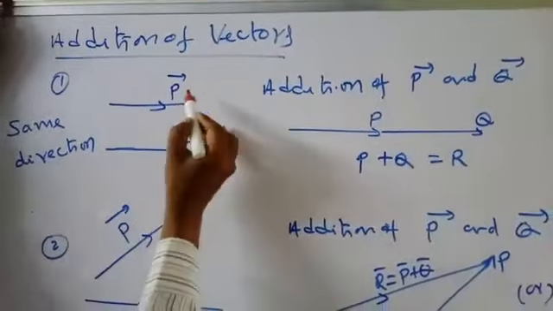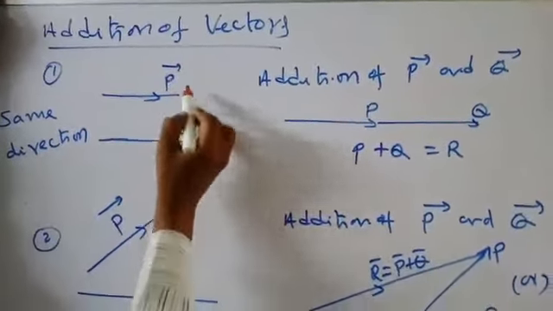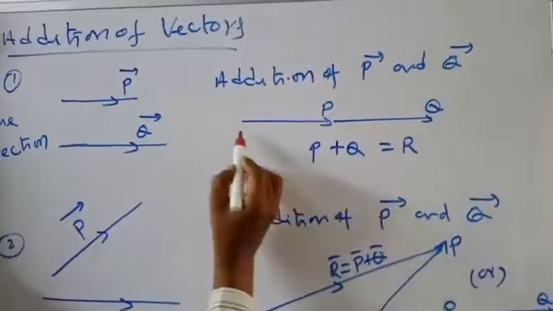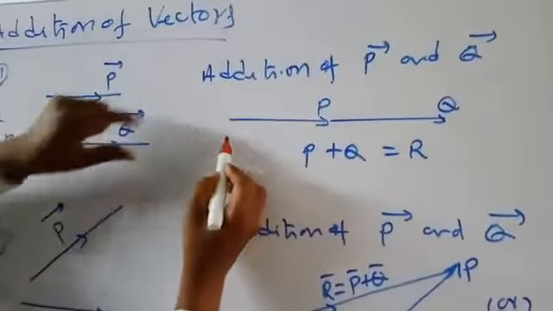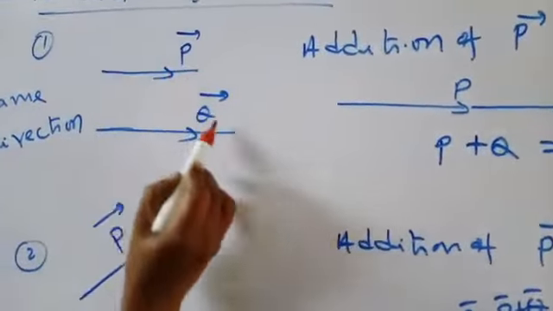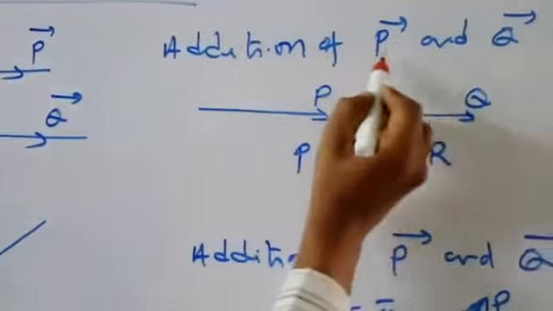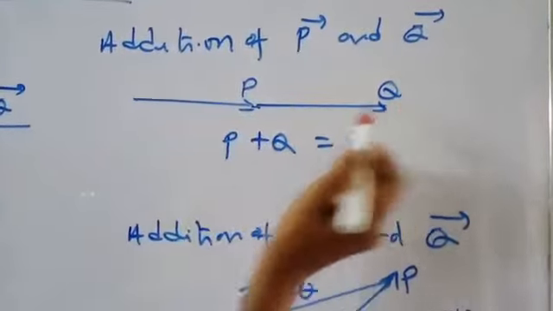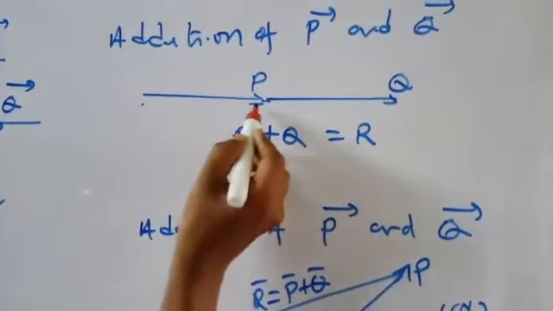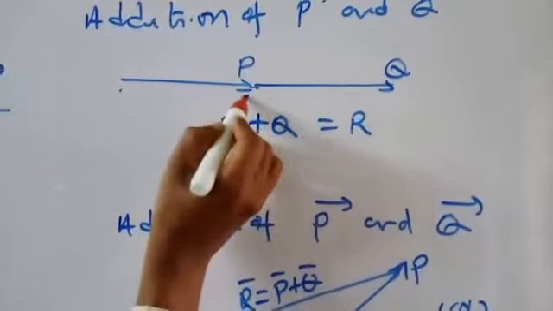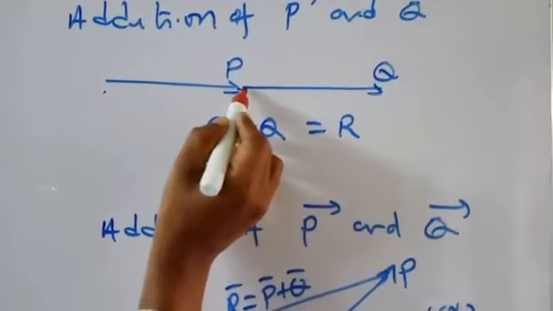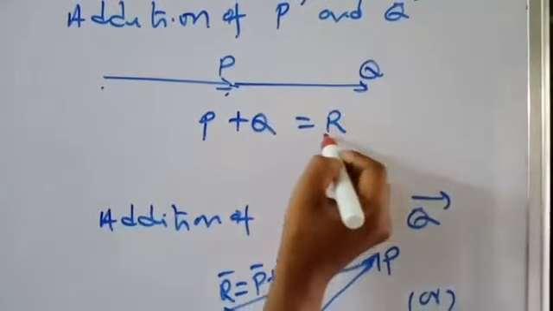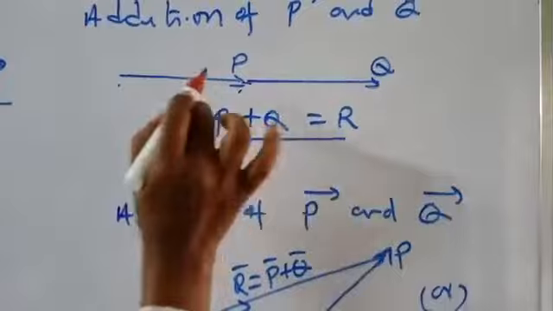Two vectors, P bar and Q bar. Adding these two, the addition of P bar and Q bar, in this direction. These two vectors are the same in direction. So the addition of P bar and Q bar is P bar added to Q bar. This is the tail of P bar. This is the head of P bar. The head of P bar joins the tail of Q bar. So that is P bar plus Q bar. The resultant is equal to R bar. This is the first case.